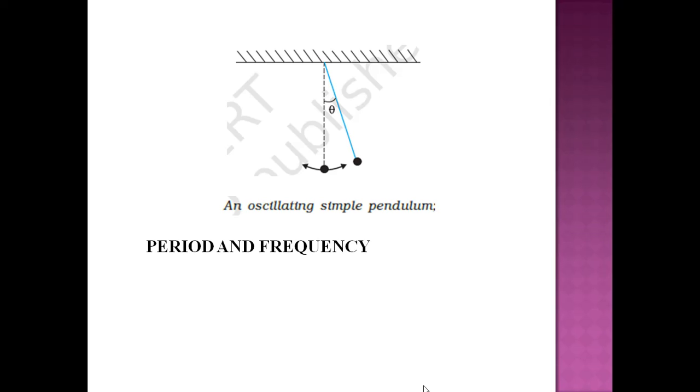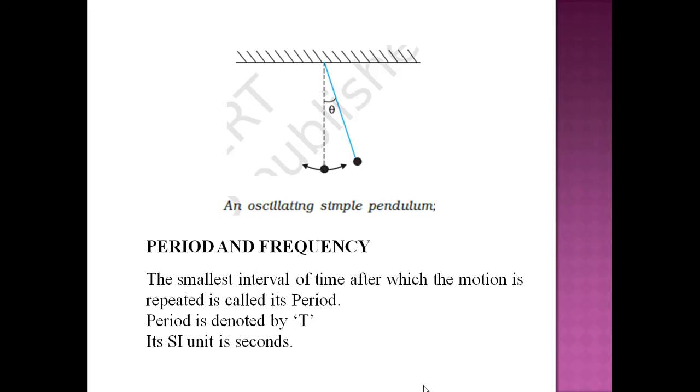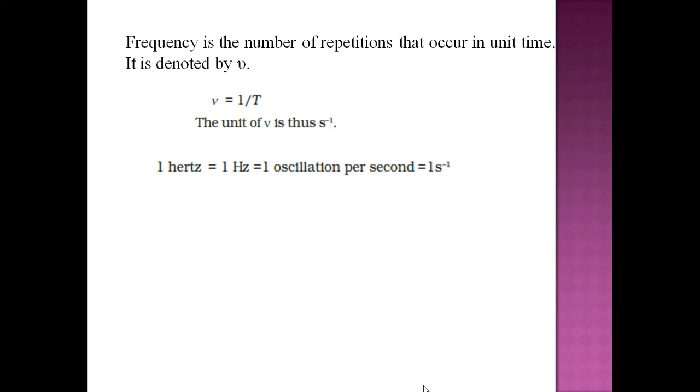Next, let us see some terms like period and frequency in oscillatory motion. What is period? The smallest interval of time after which the motion is repeated is called its period. Period is denoted by the letter capital T. Its SI unit is seconds.